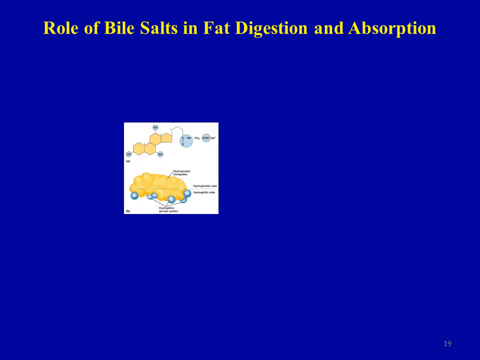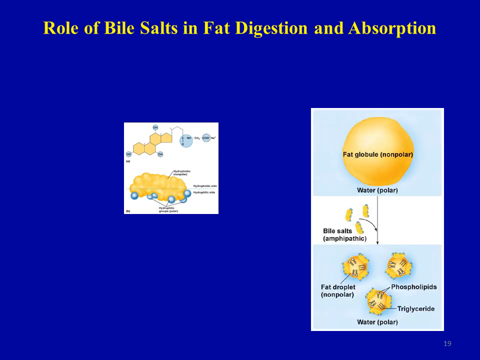As I said earlier, the bile salts are amphipathic. They have hydrophilic and hydrophobic domains. So they have two domains, and this feature helps them to break down large fat globules into smaller fat droplets, and this will increase the surface area of the fat droplets, and this will help in the digestion of the fat by the pancreatic lipase that is released with the pancreatic juice.